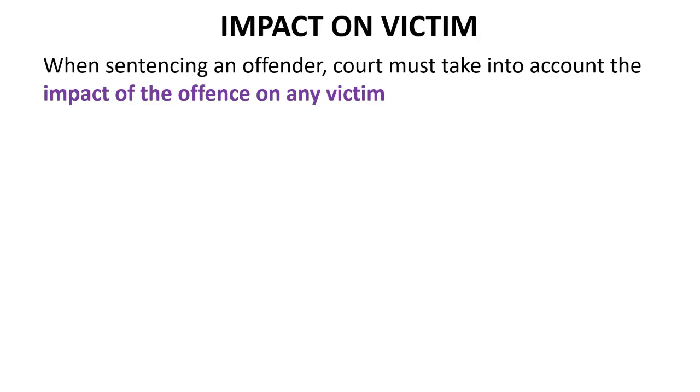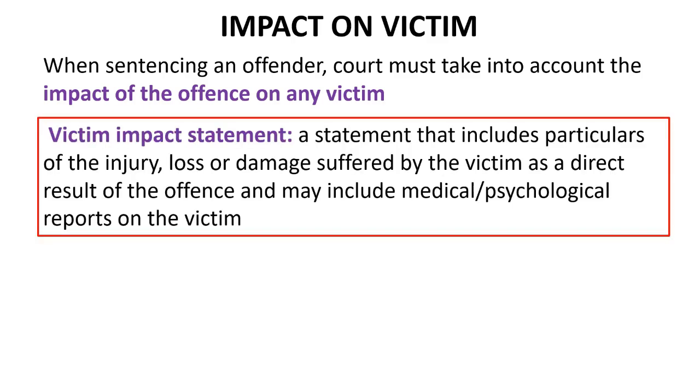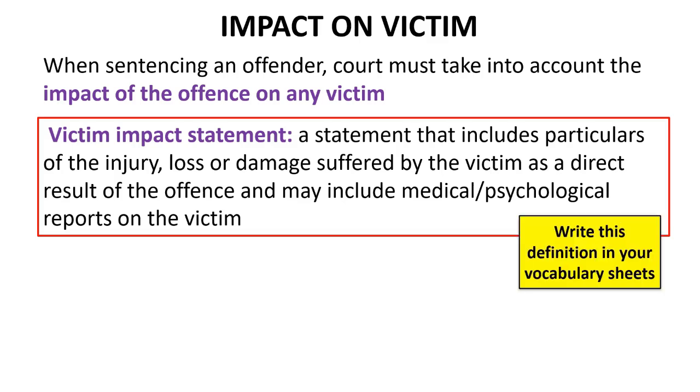The way in which a magistrate or judge is made aware of the impact of the offence on a victim is through a victim impact statement. A victim impact statement is a statement that includes particulars of the injury, loss, or damage that is suffered by the victim as a direct result of the offence, and may include medical or psychological reports on the victim that substantiate the impact that the offence has had on the victim. Look down the left-hand side of your vocabulary sheets, find the term victim impact statement, and write this definition in there.